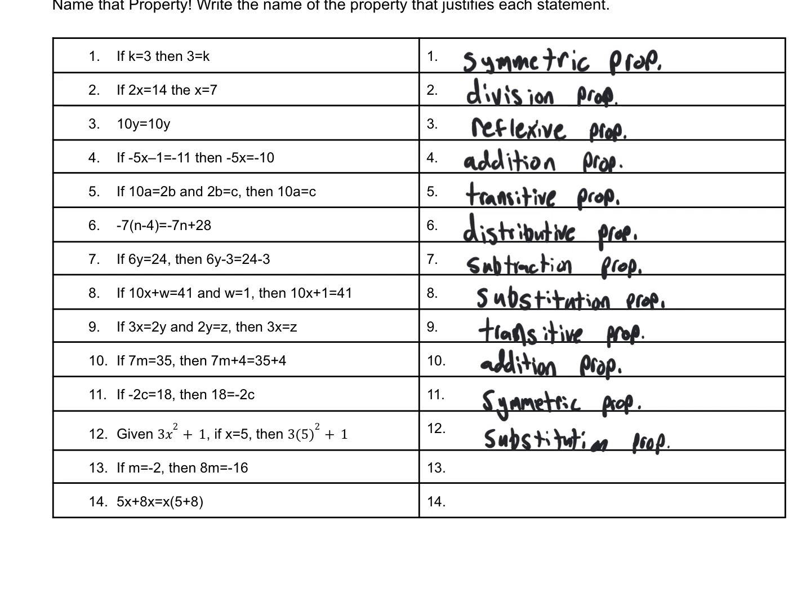Number 13, if m equals negative 2, then 8m equals negative 16. I have multiplied both sides by 8, so that is the multiplication property. And number 14, 5x plus 8x equals x times 5 plus 8. Not normally how we would write this, but it's kind of backwards. It is the distributive property.